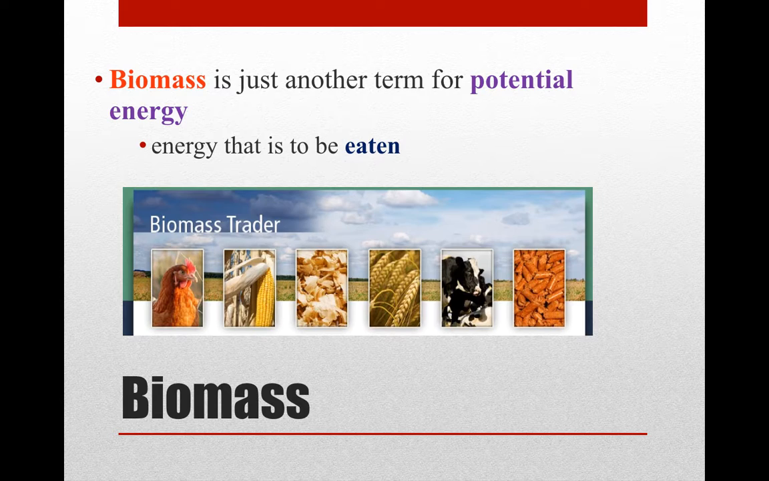Biomass is just another term for potential energy, energy that is yet to be eaten. We see lots of different forms of biomass, anywhere from animal products, so we have eggs and milk, all the way to corn and corn stover. Here's some wood shavings. Lots of different types of items can be considered biomass. When we do our lab coming up, we'll talk mostly about cellulose, which is the component in the cell wall of plants that has to be broken down. But again, there are other types of biomass.